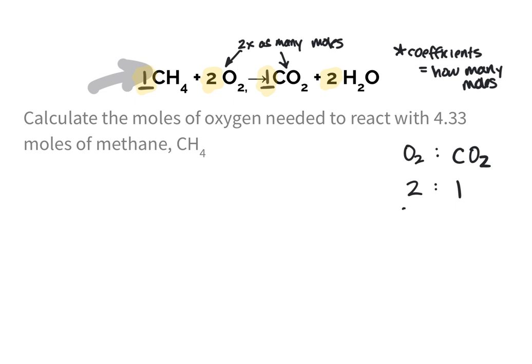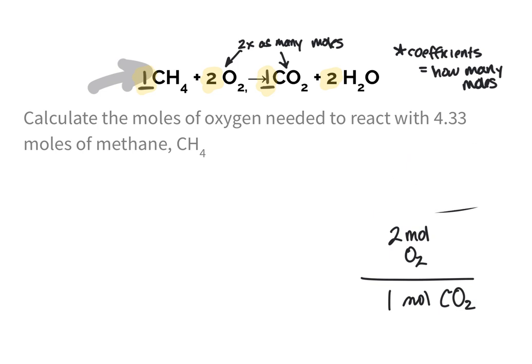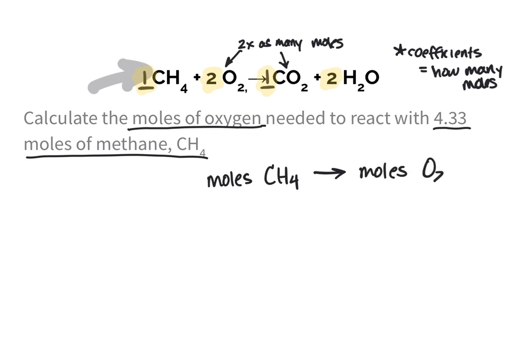So we can use these numbers essentially as conversion factors. So if I know for every 2 moles of O2, I get 1 mole of CO2, I can set these up as conversion factors. So that's what we're going to do right now. I'm just going to move this out of the way here. It asks us to calculate the moles of oxygen needed if we start with 4.33 moles of methane. So what I'm doing is converting moles of methane into moles of oxygen. In order to do this, I'm going to use the mole ratio.